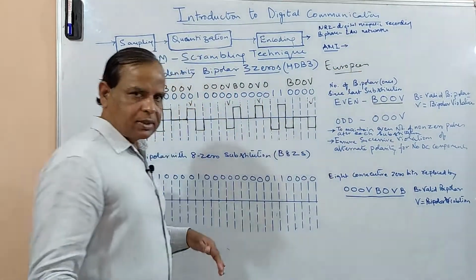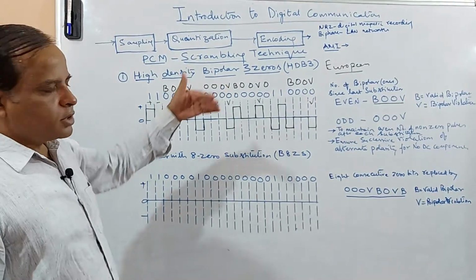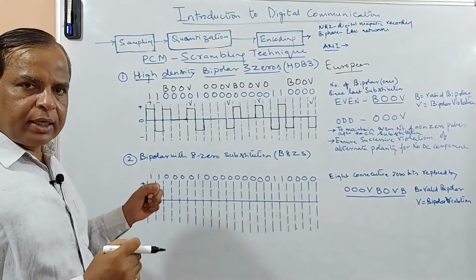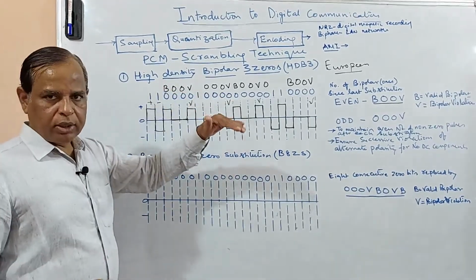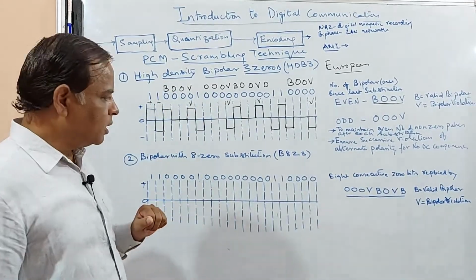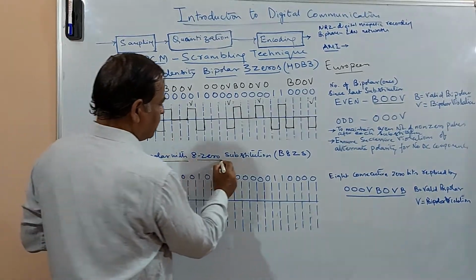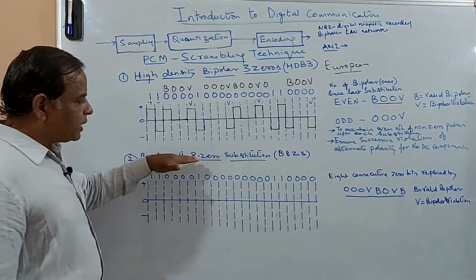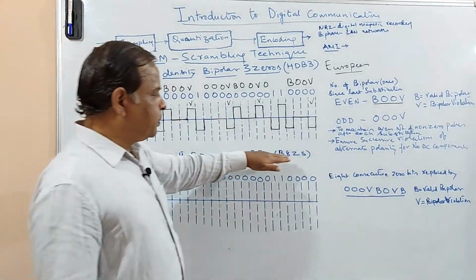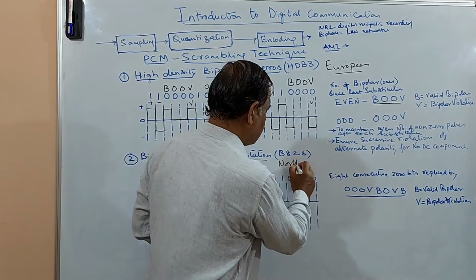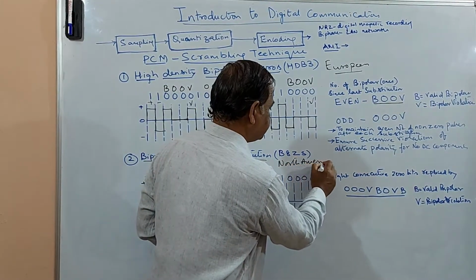Even India always follows the European technology. So in PCM, in India also, we are implementing this particular code in long distance transmission. Whereas this other scheme, bipolar with 8-zero substitution, that is B8ZS, is followed in North America.